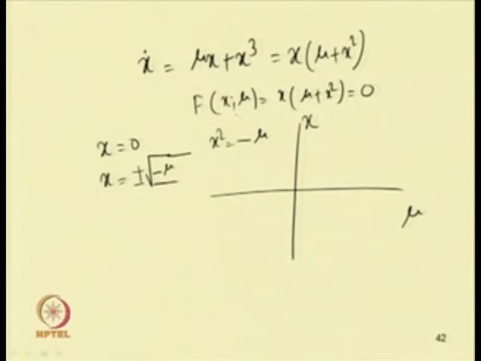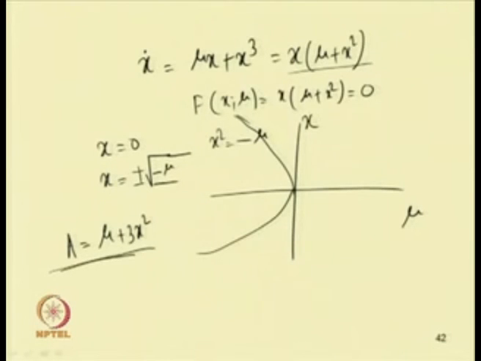So, the solution becomes this. We have a trivial branch and these two are non-trivial branches. In this case our A matrix, that is our Jacobian matrix, becomes: if you differentiate mu x plus x cube, we have mu plus 3 x square. So, for the trivial branch we will have A equal to mu.